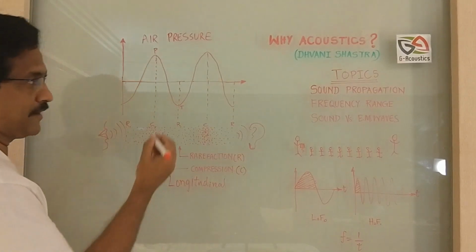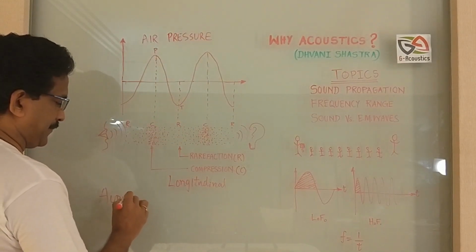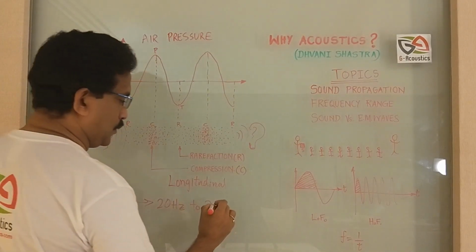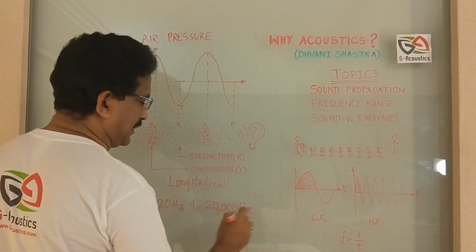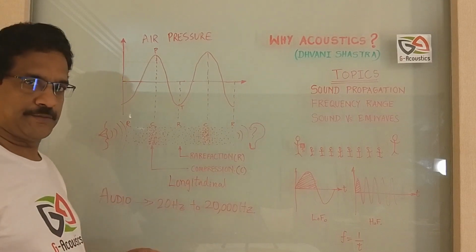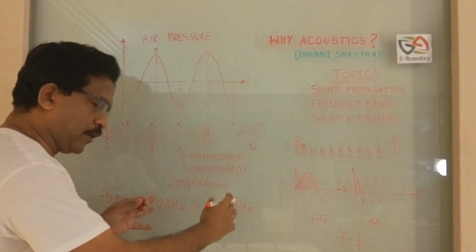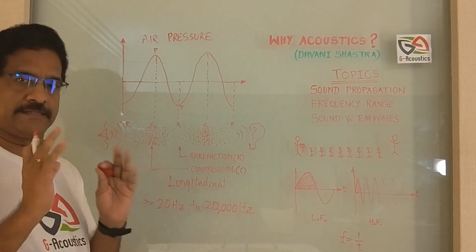So what is the frequency range of audio? The audio frequency range is 20 Hertz to 20,000 Hertz, or we call it 20 kilohertz. So this is the audio frequency range. This is the range of sound that our human ear can listen to.